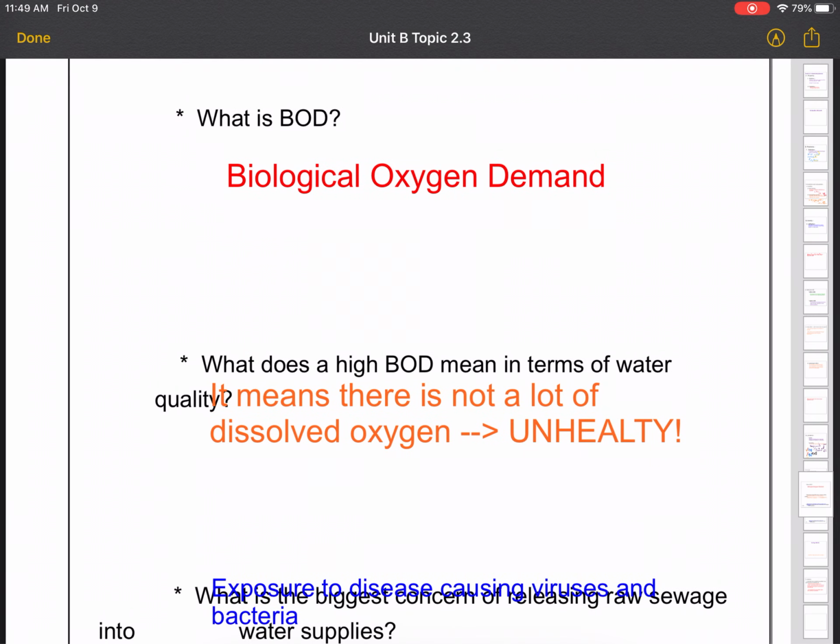What is BOD? This is biological oxygen demand. What does a high BOD mean in terms of water quality? It means there's not a lot of dissolved oxygen, and this can be very unhealthy. So this is what algae would do. It's going to require a lot of oxygen, so then it's going to steal it from the other organisms in the water.